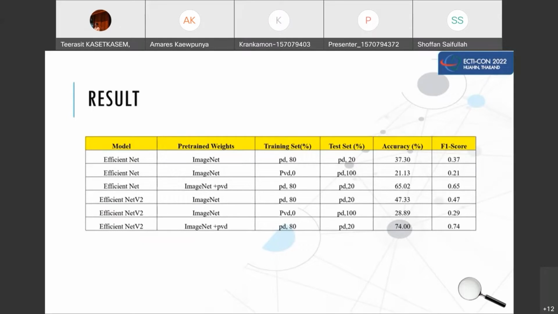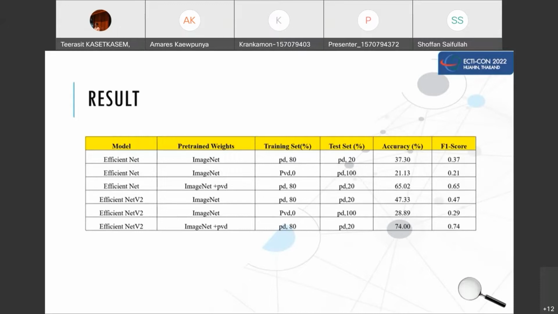Next, we changed the experiment setup for the pre-trained weights. The experiment was set up again by applying EfficientNet version 1 with the ImageNet plus PVD pre-trained weights, but the percentage of the image split remains unchanged. For this setup, we gained an accuracy rate of 65.02%. So this setup output is a bit better compared to the previous setup.